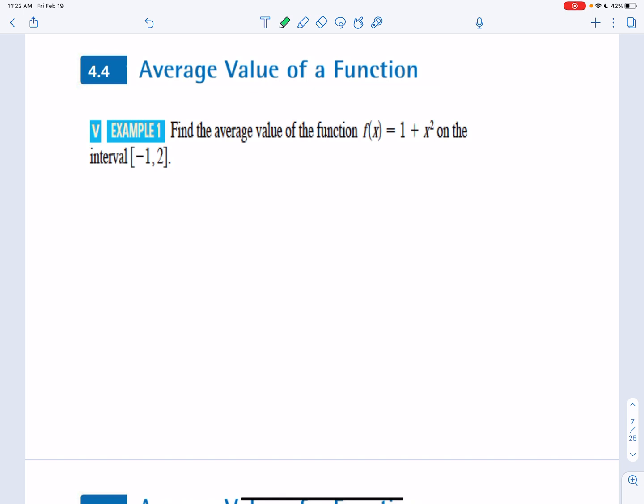Okay, write this one down here. Press play when you're ready. So we're going to step away from context for a little bit. We're just going to focus a little bit on the calculus, okay?